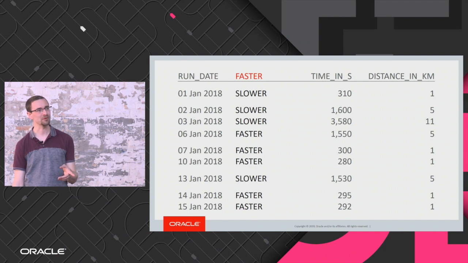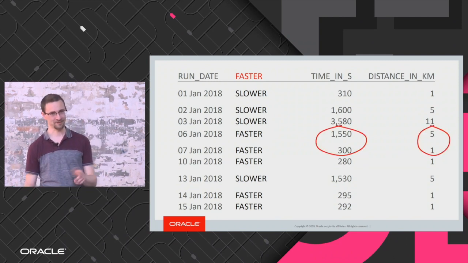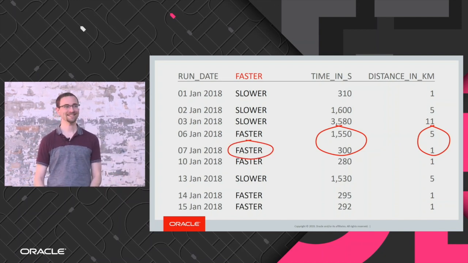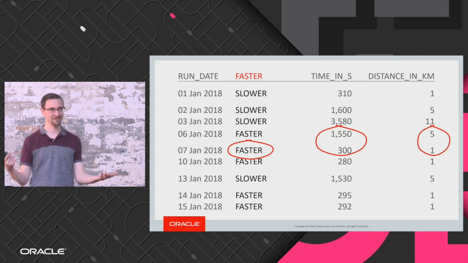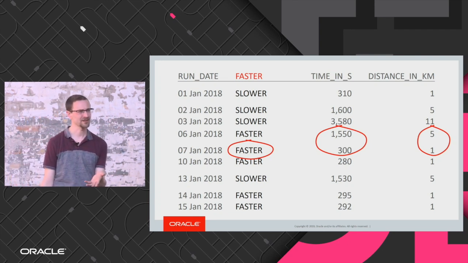Maybe. There's still a problem here. Let's look at these 2 runs. I've got a 5K run followed by a 1K run. Unsurprisingly, I have marked that as faster. You know, that just kind of falls into the well-duh category, right? I can walk 1K faster than I can run 5K. So that hasn't really told me anything.